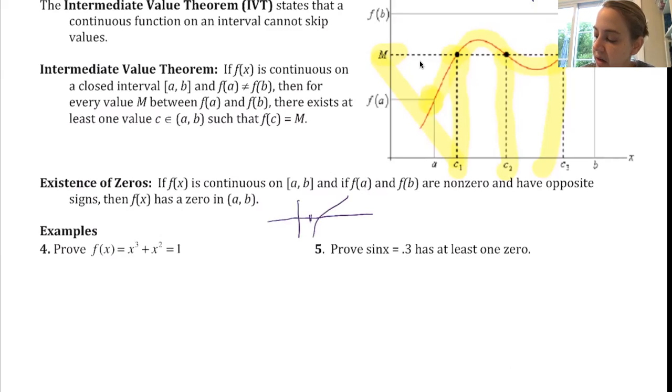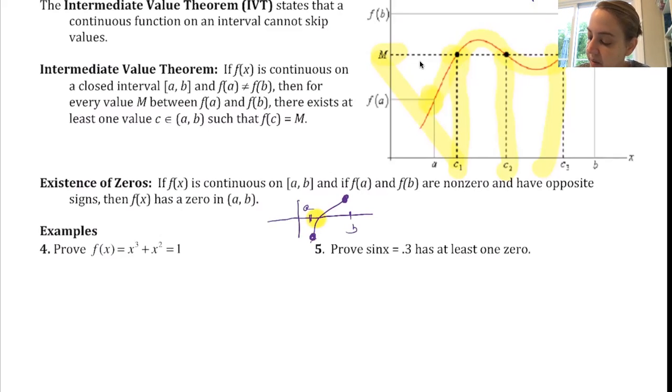So f of a and f of b, if they've got opposite signs, let's draw them in here. So here's a, here's b. F of a is down here, it's negative. F of b is up here, it's positive. They've got opposite signs. You have to cross the x-axis somewhere. And in my picture, it crosses closer to the A. So it's just saying there has to be a 0 somewhere in there.